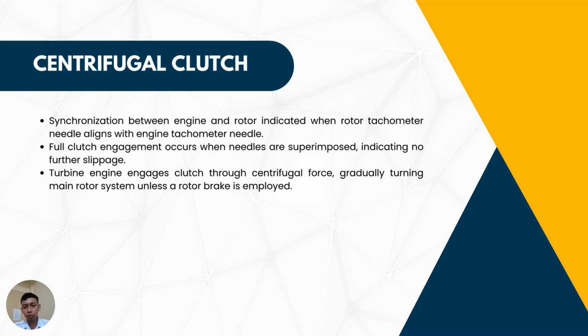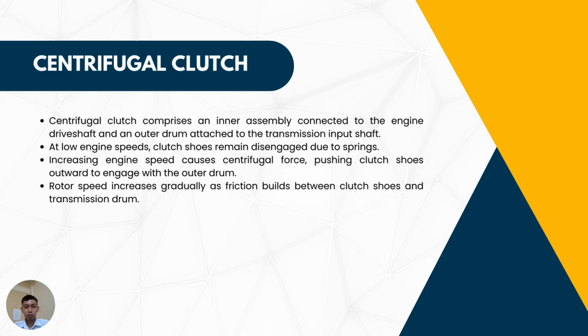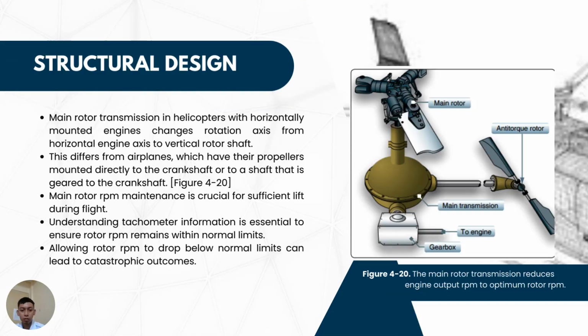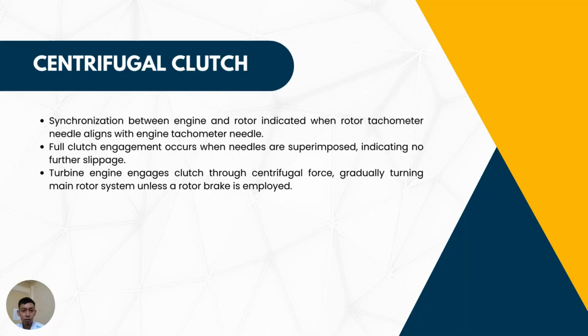Synchronization between engine and rotor is indicated when the rotor tachometer needle aligns with the engine tachometer needle. So as you can see here in the first part, it is where both needles meet each other. It is where the synchronization between the engine and the rotor is indicated. Full clutch engagement occurs when needles are superimposed, indicating no further slippage.